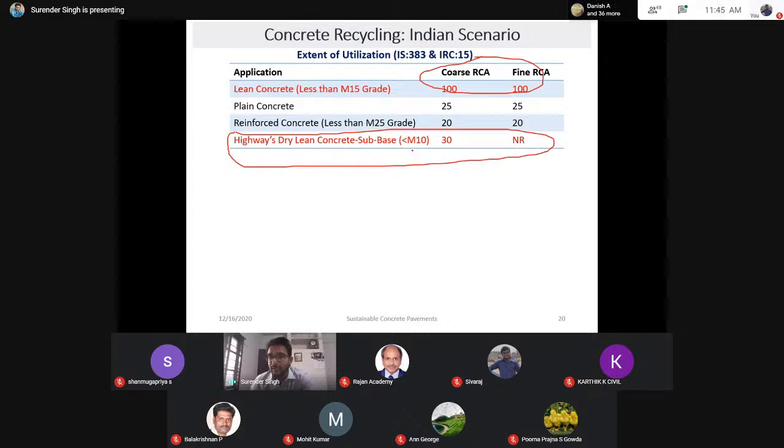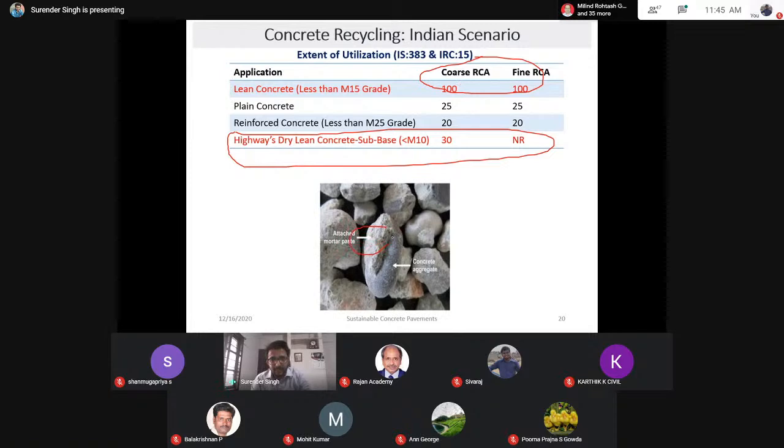Whereas in the buildings, there is a huge risk factor for human beings. They say you can go for 100%. Why is there a disparity? Because in the morning session only, we discussed that building material is different from pavement material. The behavior is different. Okay, so that means a lot of studies should be done. But who is the culprit here? The culprit here is this adhered mortar. Okay, this adhered mortar is the culprit because of which we are not able to fully utilize the recycled aggregates.